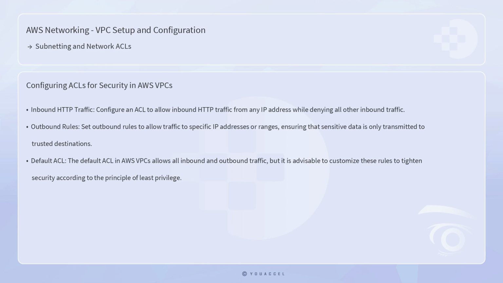For example, you might configure an ACL to allow inbound HTTP traffic from any IP address while denying all other inbound traffic. Outbound rules could be set to allow traffic to specific IP addresses or ranges, ensuring that sensitive data is only transmitted to trusted destinations. The default ACL in AWS VPCs allows all inbound and outbound traffic, but it is advisable to customize these rules to tighten security according to the principle of least privilege.